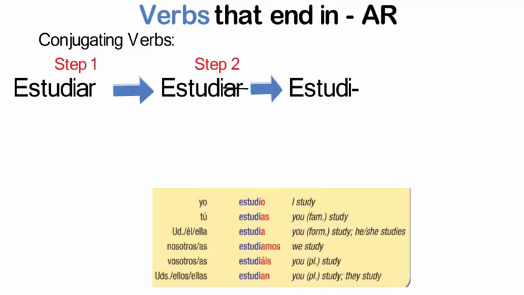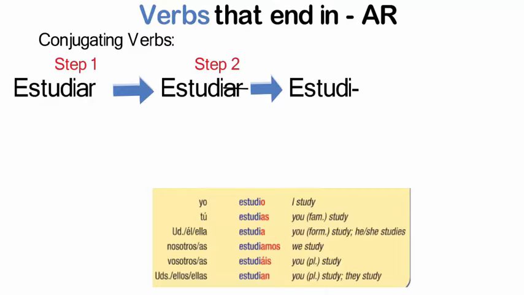And step 3, you add the appropriate ending of the verb. The verb ending that is associated to the subject you are talking about. So for the subject yo, the ending of the verb would be o. For the subject tú, the ending would be as. For the subject he or she, the ending would be a, and so forth.